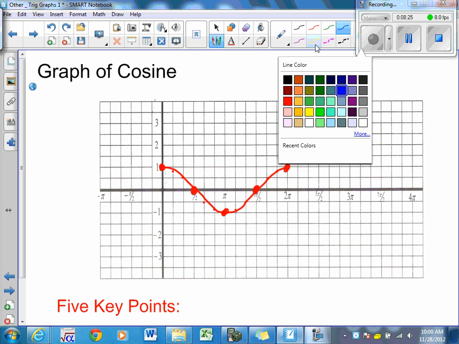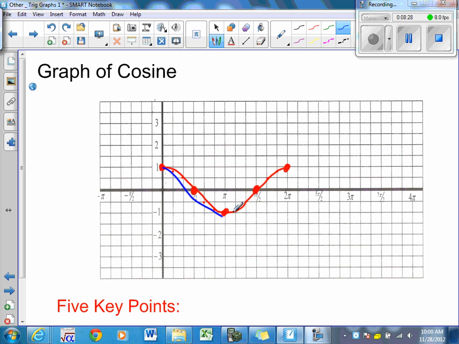Now, when you draw this, try to make it curve the best you can. Just don't do like a V. Try to make it a curved line. And likewise, cosine goes forever. But just like sine, we're mainly looking at one wave, so to speak, one wavelength. Okay.